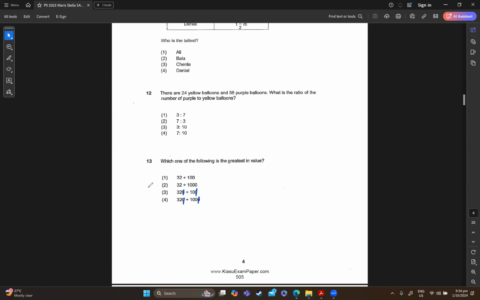When you do that, you will realize that option 1 and option 4 are essentially the same thing, so you can just cancel them out. You're left with 2 and 3. One is 32 divided by 1,000, and the other is 32 divided by just 10. So which of the following is greatest in value? It is option 3.